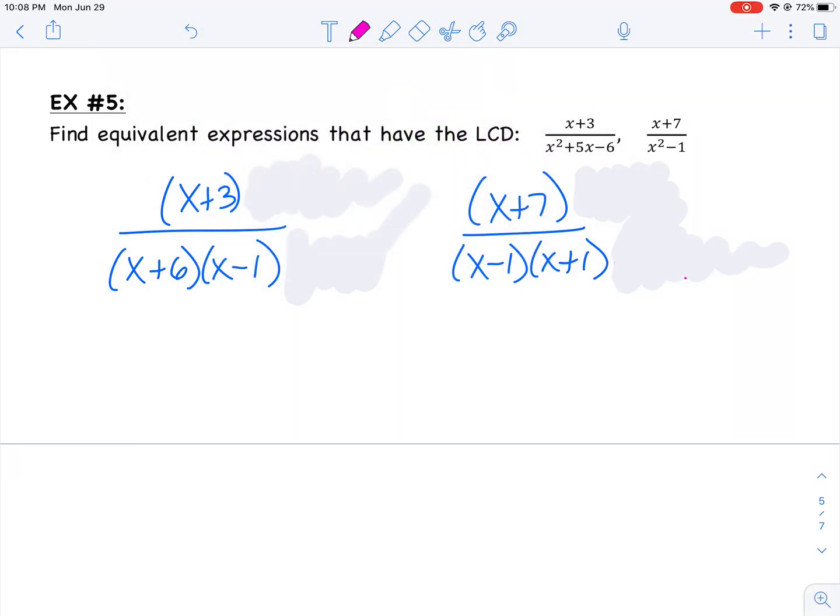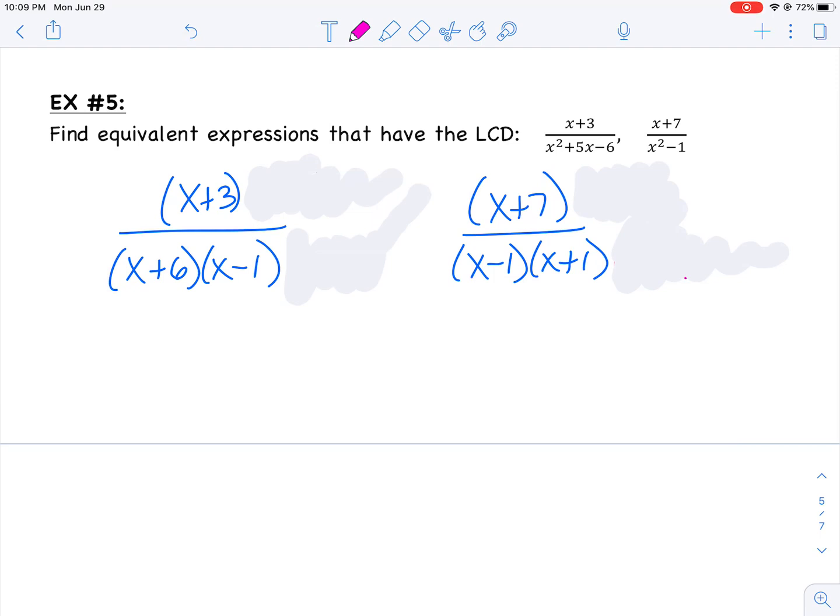All right, here's our last video, example number 5 from section 6.3. We've been talking about least common multiple and getting common denominators. This example asks us to find equivalent expressions that have a common denominator. So right now you can see that they obviously don't have a common denominator, and we need to make them into common denominators.